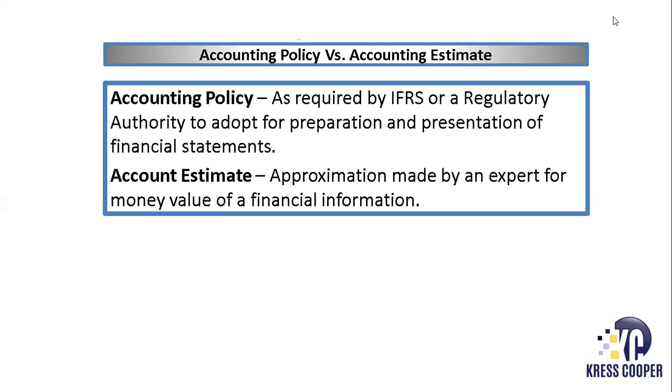So here the regulator or the standard is asking for an accounting treatment, whereas the accounting estimate is the approximation of the monetary value that we give to an accounting treatment. For example, the accounting treatment is to depreciate property, plant, and equipment. What should be the depreciation rate? This depends on the environment in which that property, plant, and equipment item would be used.